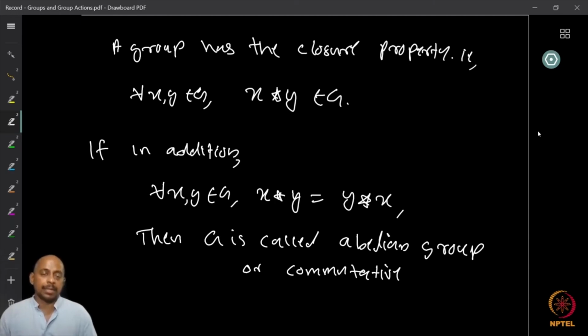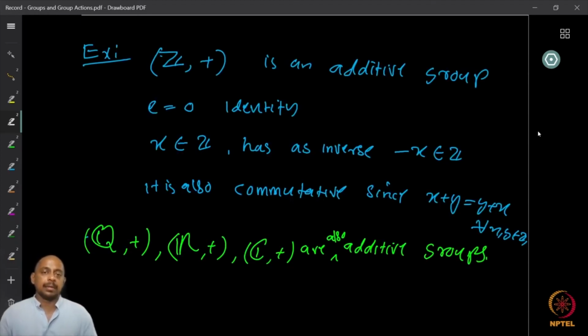A group has, as I mentioned before, the closure property: if you take any two elements, then with respect to the operation star, X star Y is also an element of it. Now, if any two elements have commutativity, that is X star Y is equal to Y star X, then the group is called abelian, or a commutative group. As I mentioned, Z, the set of all integers with respect to addition, is a group. So we call it an additive group, where 0 is the identity element. If I take any integer and add 0 to it, its value does not change. Then for any number, its negative is the inverse. And it is also commutative, because x plus y is equal to y plus x for any two elements.